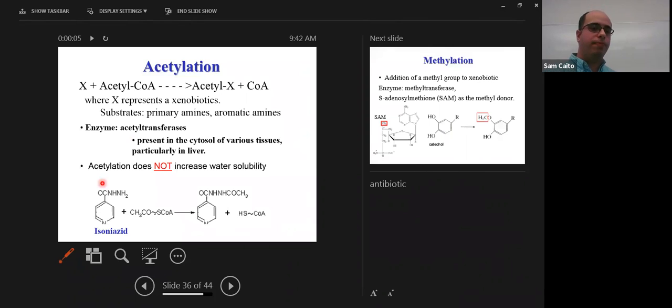increase the water solubility. So here's an example of a drug, isoniazid, and then we have our acetyl-CoA, where then in the presence of the acetyltransferase, we then have the acetylated isoniazid here, and then we just have coenzyme A at the end.